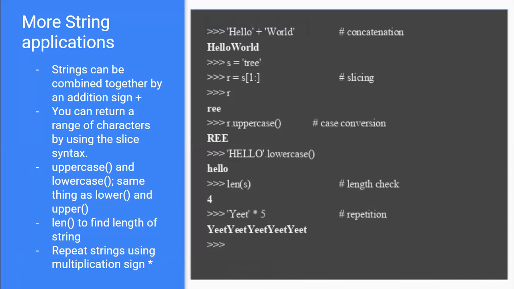You can return a range of characters by using the slice syntax. You can make strings uppercase or lowercase using the uppercase and lowercase functions. Find the length of strings using the len function, or repeat strings using the multiplication sign, as shown in the final example where yeet multiplied by 5 will print yeet 5 times.